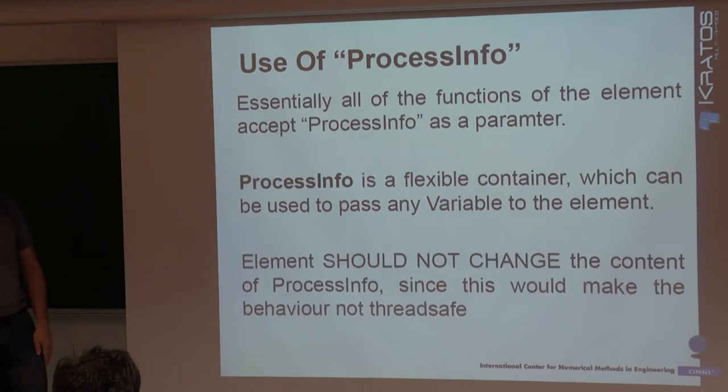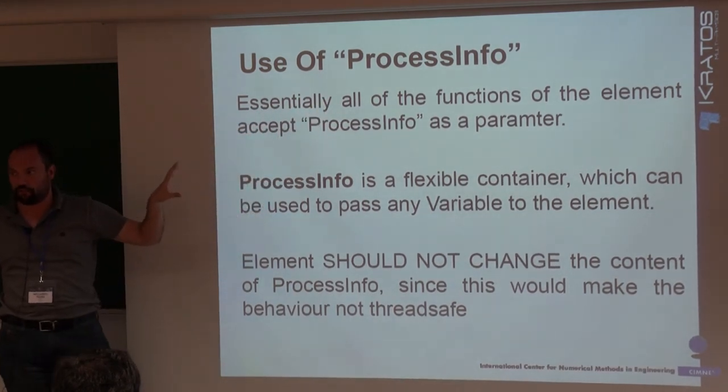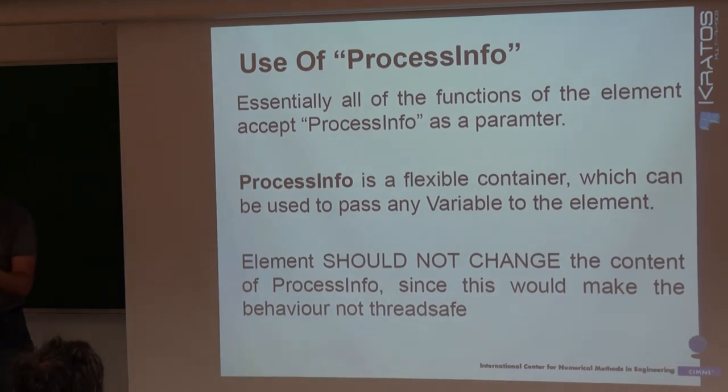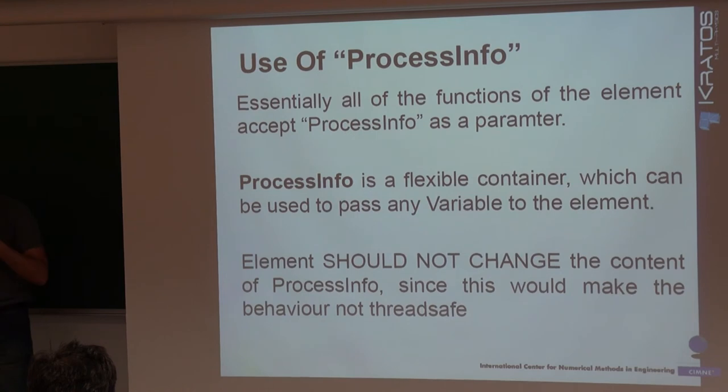The last thing I need to say is that if you need to pass any parameter to the element, then the standard way is through this container, which we pass to every function, that is the process info. The process info is a container that contains the data of your solution up to this point, for example, the time at which you are, the delta time, but it could also contain new variables, and that's the way in which you can pass unexpected values, let's say, to any element or to any function within the element.